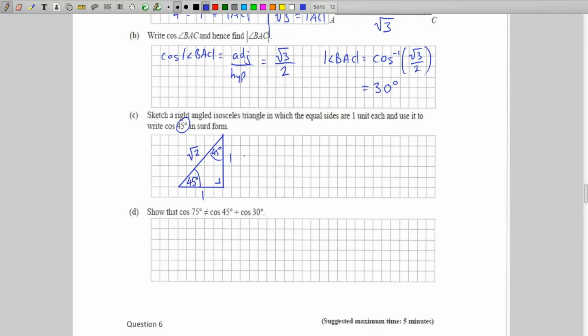And we have to use this to figure out cosine of 45. So let's say I'm talking about this 45 here. That's the adjacent divided by the hypotenuse. In this case, the adjacent is 1. The hypotenuse is root 2. So we've written cosine of 45 in surd form because we only have square roots and whole numbers involved in this.